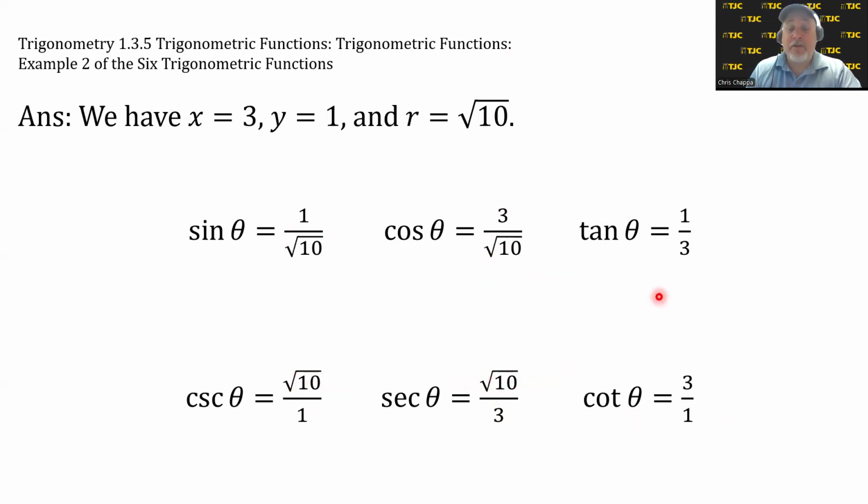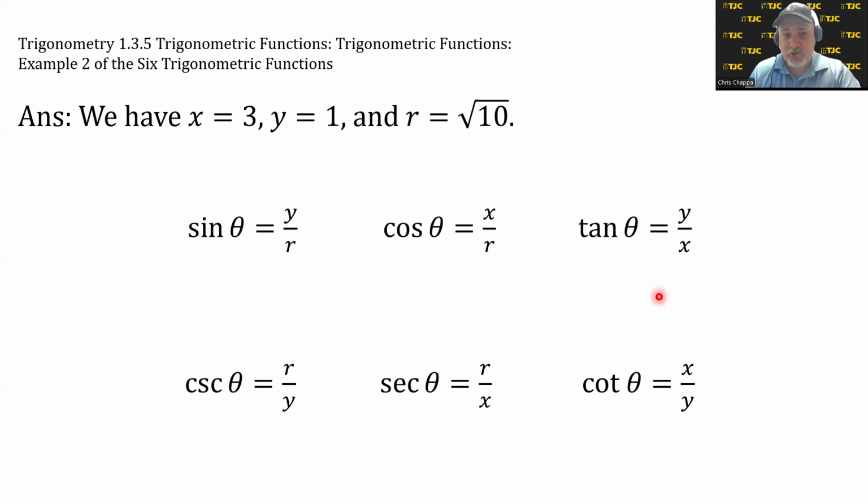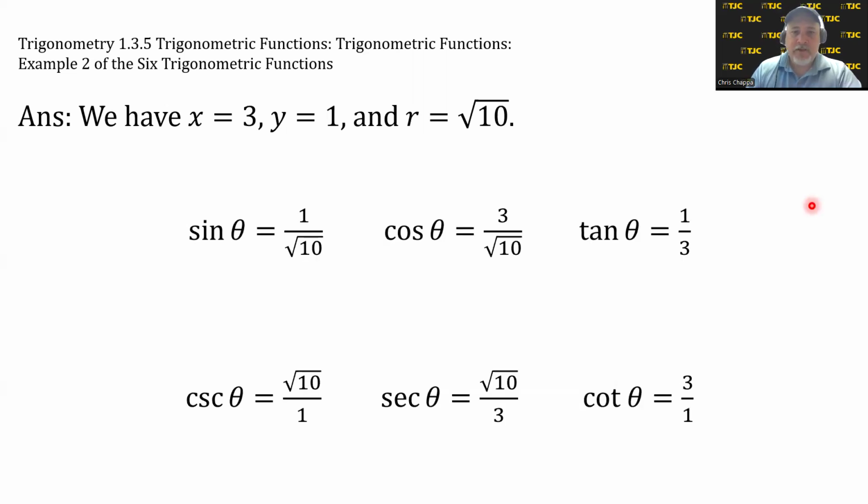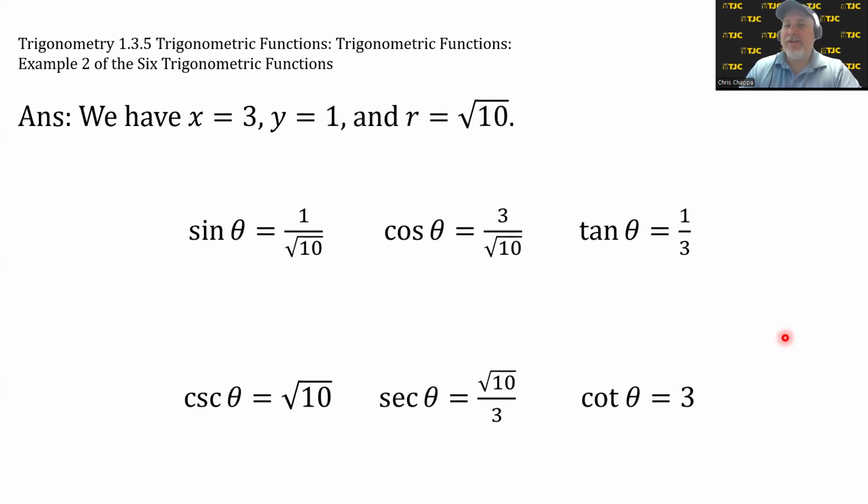I do want to remind you that if you're having trouble memorizing these definitions, memorize the top 3 and memorize your reciprocal pairs. Now, whenever you set up these fractions, you're looking for things to simplify. 2 of these should jump out as obvious. Namely, cosecant is the square root of 10 over 1, while over 1 is unnecessary, so that can just become the square root of 10. And of course, 3 over 1 for cotangent of theta is just 3. So definitely clean those up.